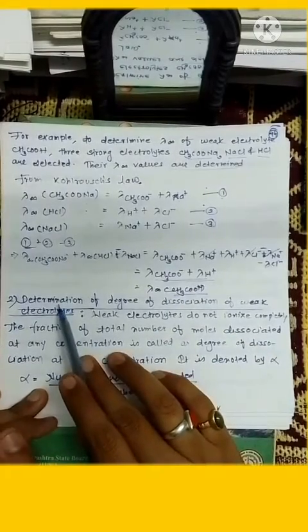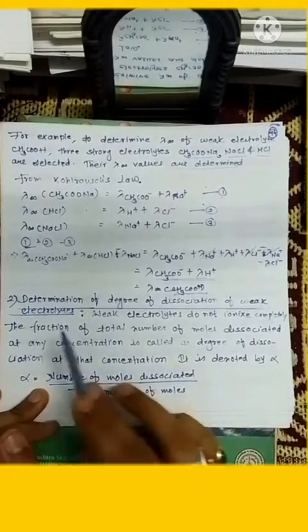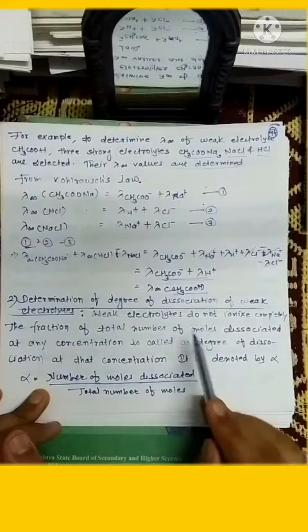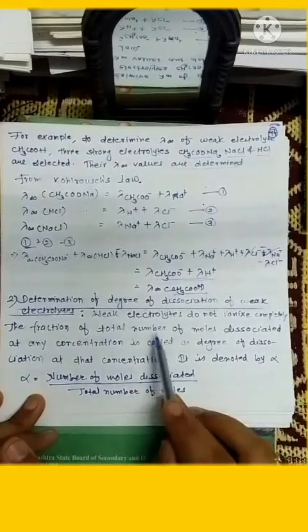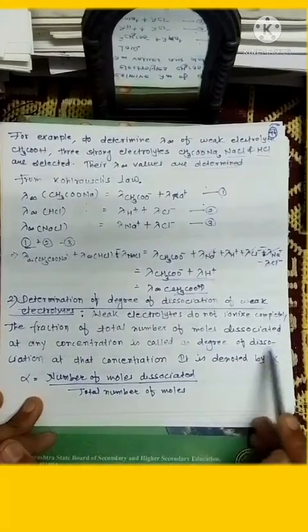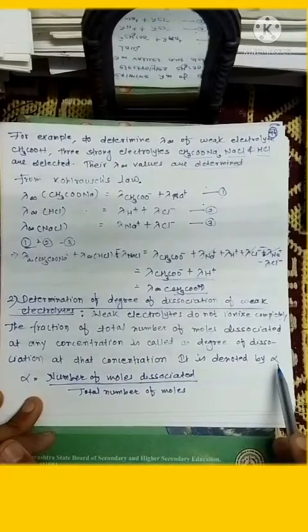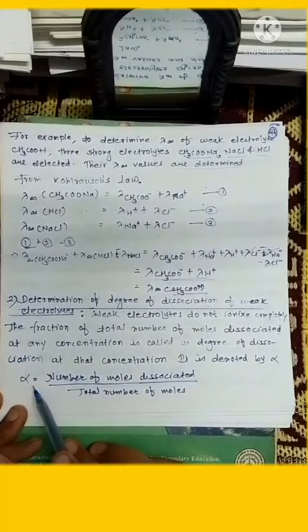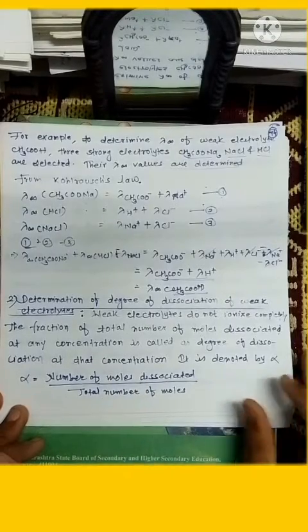The second application of Kohlrausch law is determination of degree of dissociation of a weak electrolyte. Weak electrolytes do not ionize completely. The fraction of the total number of moles dissociated at any concentration is called the degree of dissociation at that concentration. It is generally denoted by alpha. So alpha is equal to the number of moles dissociated divided by the total number of moles.